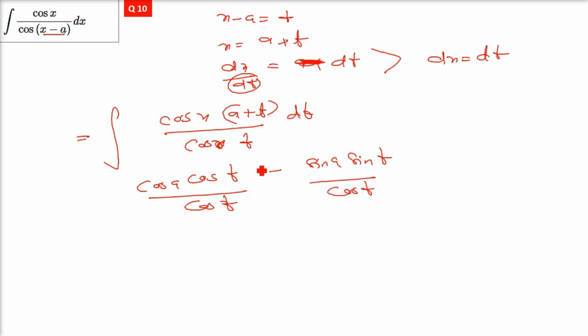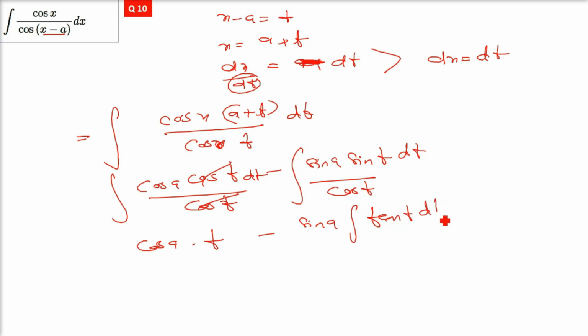Okay, cos t here. Now let us integrate this in terms of dt. Cos t gets cancelled. Cos a is a constant, so cos a you can just take it outside. Integration of dt will be t. Here sin a you can take it outside. Sin t by cos t is tan t. And integration of tan t has a standard result. What is the standard result? You already know it. So let's just make it simpler.